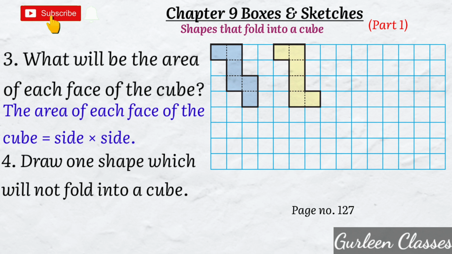Question number 4. Draw one shape which will not fold into a cube. So here you can see I have drawn 6 squares. So these 6 squares cannot fold into a cube.